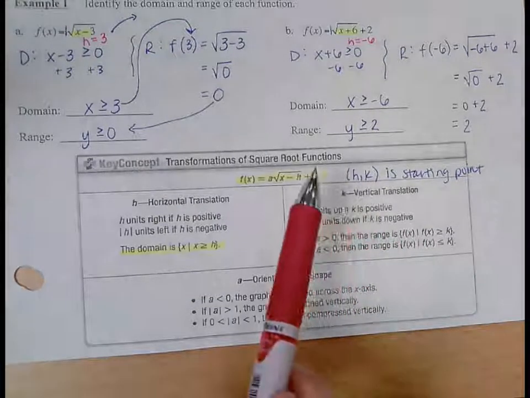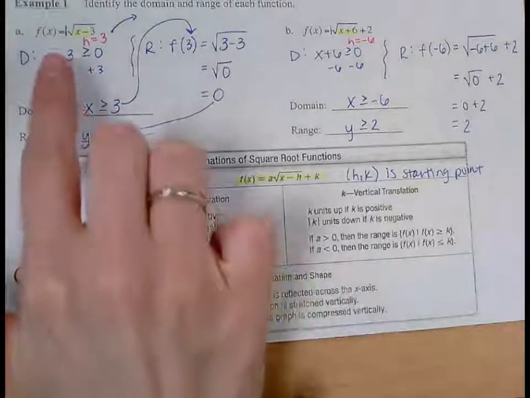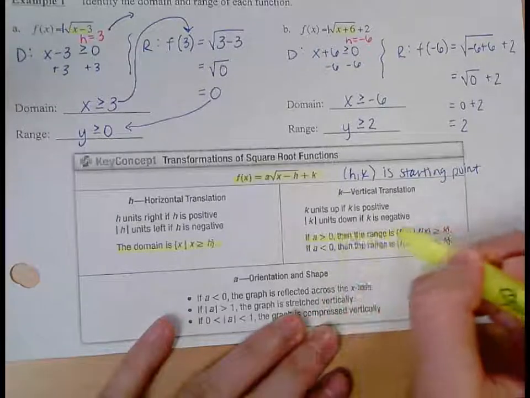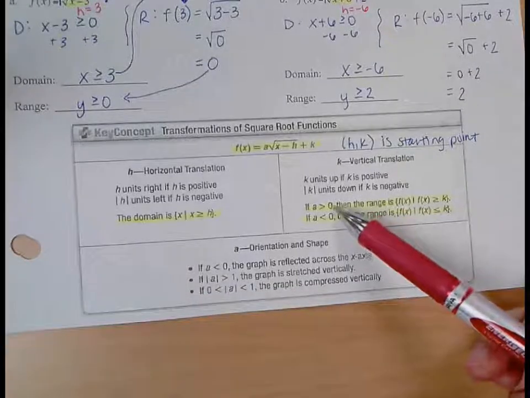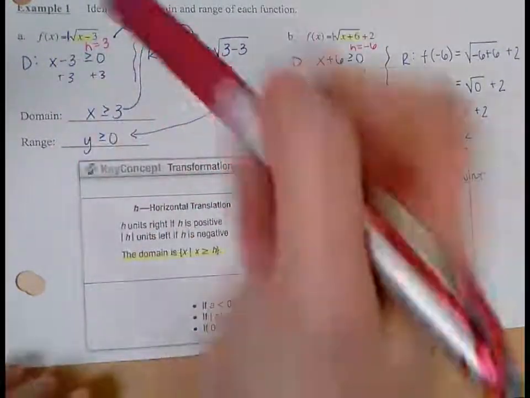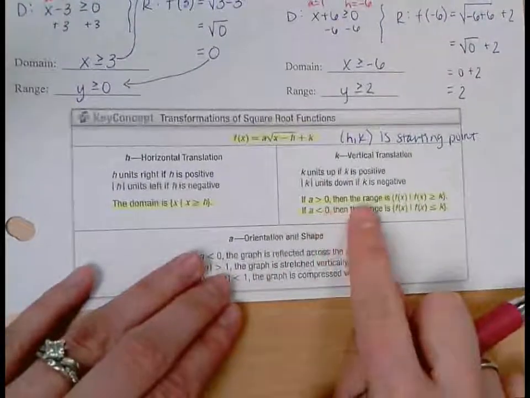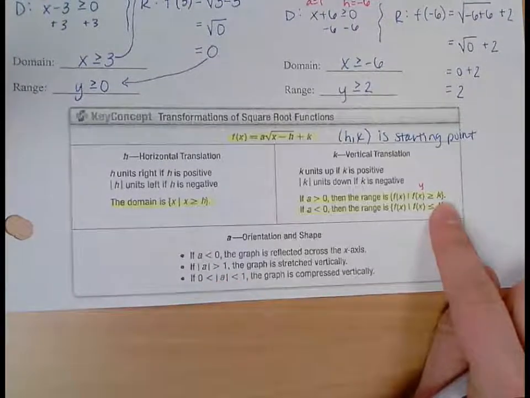k is a vertical translation, so the k value translates a graph up or down, up if k is positive, down if it's negative. And this is what I was talking about with the range: k helps you find the range. So I'm going to highlight these two lines here. The top one says if a is greater than 0, so if a is a positive number, like in both of our examples, the a value, because that's the value multiplied in front of the square root, is positive 1 for both of them. So if a is positive, then the range will always be f of x, or y, greater than or equal to whatever your k value is.